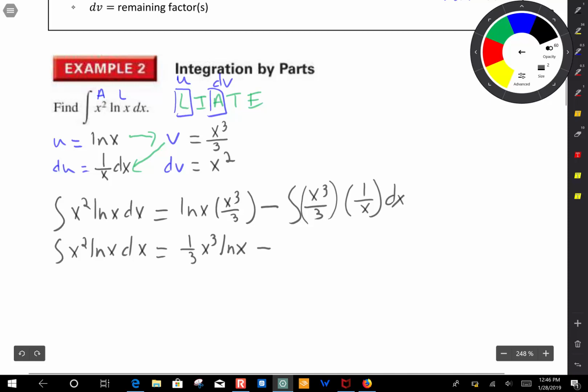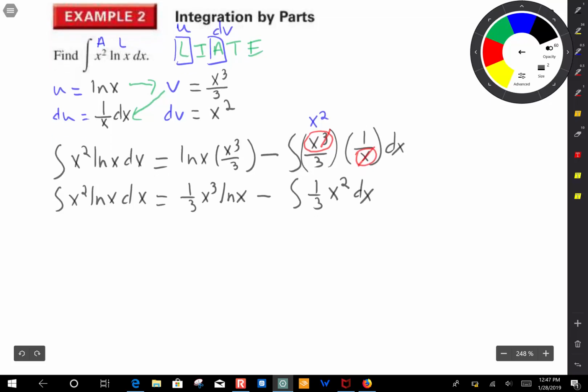Now, to take the integral of this x cubed over 3 times 1 over x, I noticed that one of these x's can cancel out with this x. So what am I left with? An x squared over 3 times 1. Instead of saying x squared over 3 times 1, I'm just going to say 1/3 times x squared dx. And now I'm ready to go.